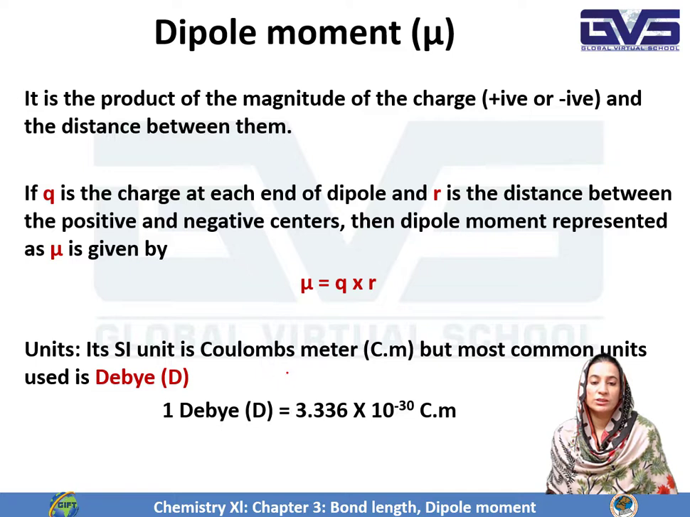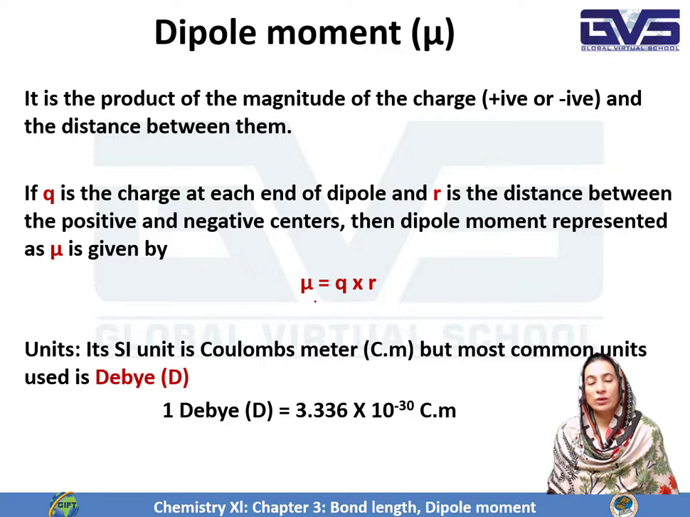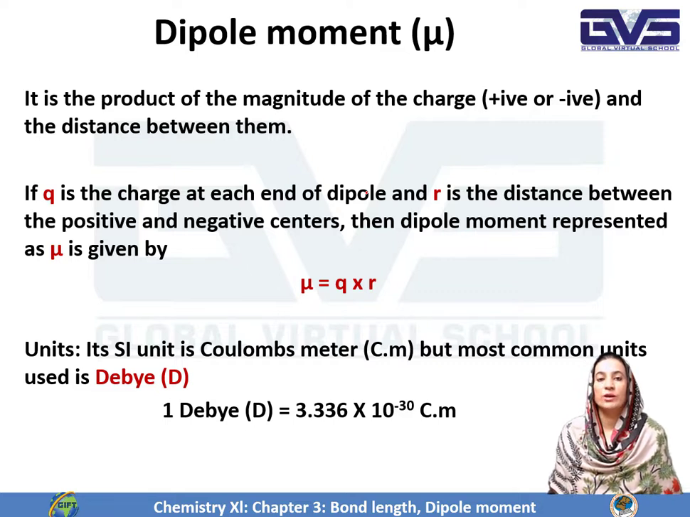So the SI unit is coulomb meter, but the commonly used unit is the debye, named after the scientist. One debye is a larger unit, while the coulomb meter is a smaller unit, and one debye is equal to 3.336 times 10 raised to the power minus 30 coulomb meter. So the dipole moment is the product of the magnitude of charge and distance, and its SI unit is coulomb meter, but generally the unit used is the debye. The debye is the larger unit and the coulomb meter is a smaller unit.